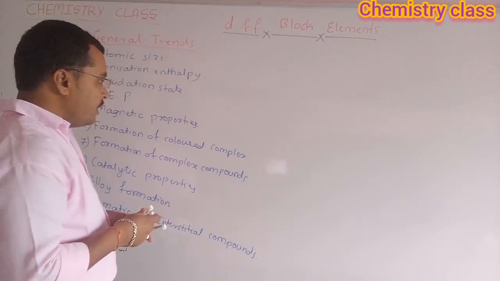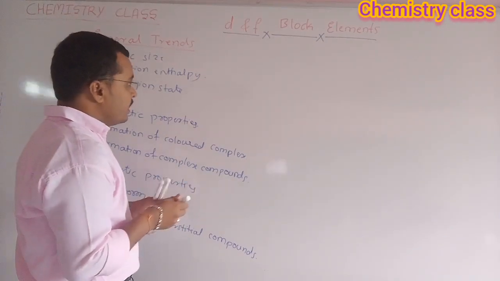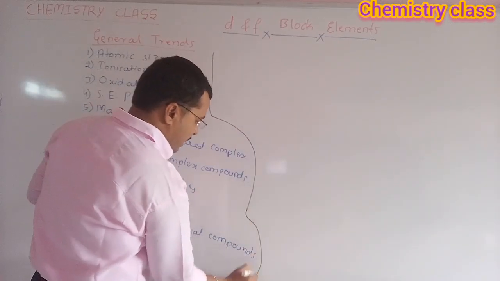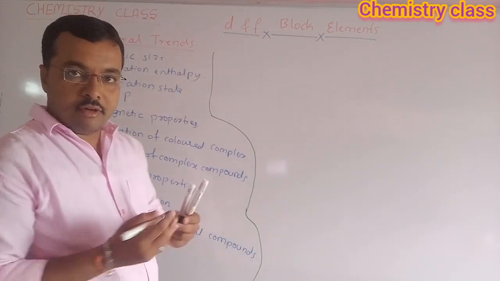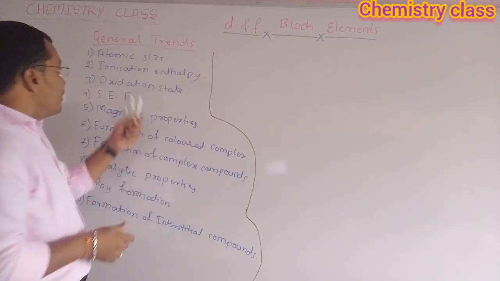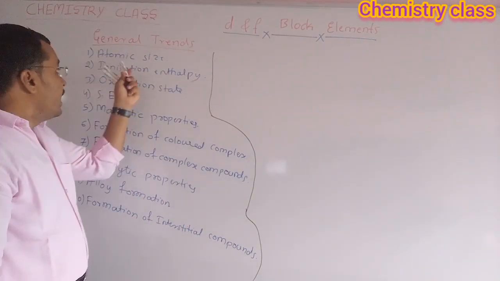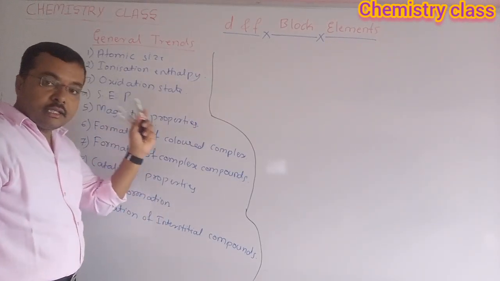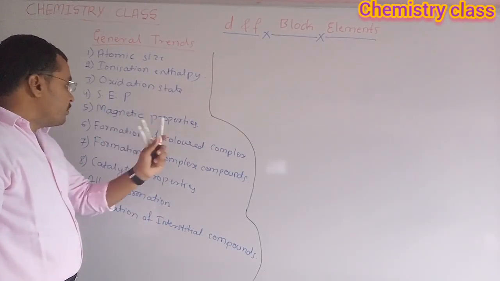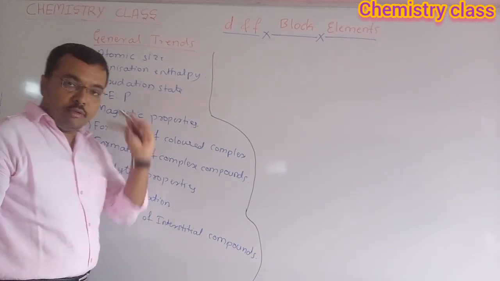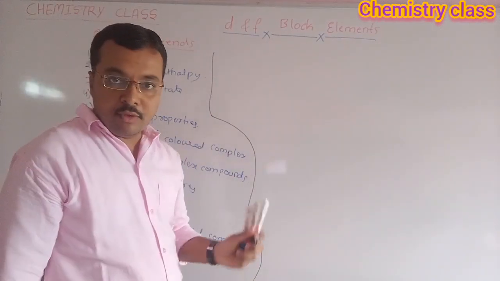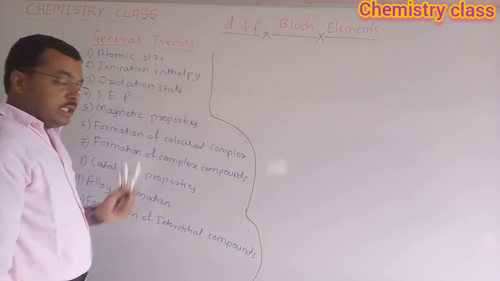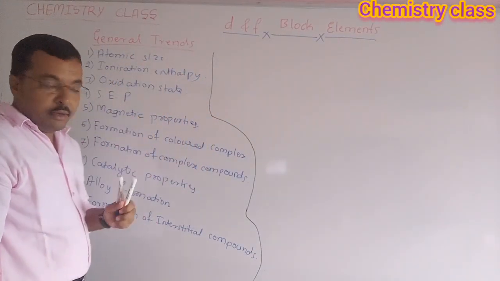Especially for the D block elements, these are the properties we can study in the periodic table, for the D atomic orbital. In the previous session, we have discussed the atomic size, ionization enthalpy, oxidation state, standard electrode potential. Next, magnetic properties also we have studied, and next we are going to study the continued part of the general trends or general properties in the D block elements.